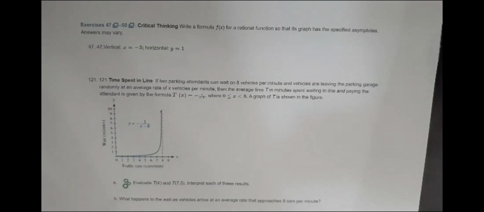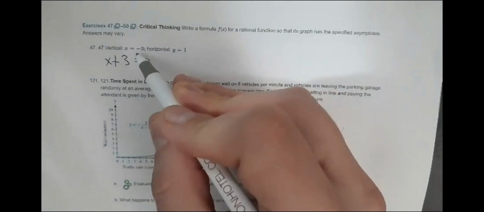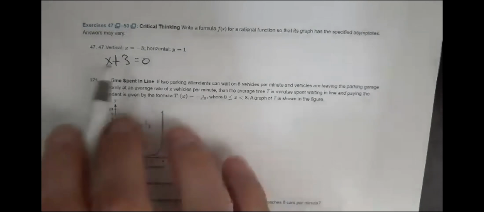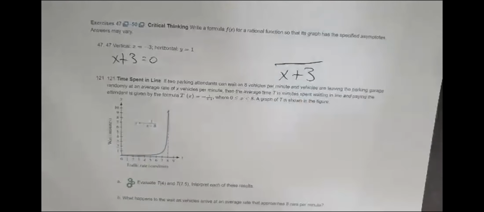x plus 3. So this is like looking at x plus 3 equals 0. If we were to solve this, we would get x equals negative 3. So this is sort of like going backwards, sort of like when I did factors. So this should be in my denominator is what this is sort of telling me. I have something that looks like x plus 3 in my denominator.